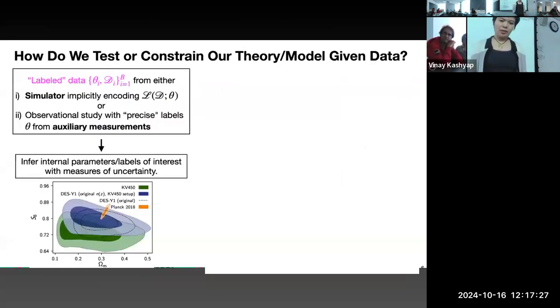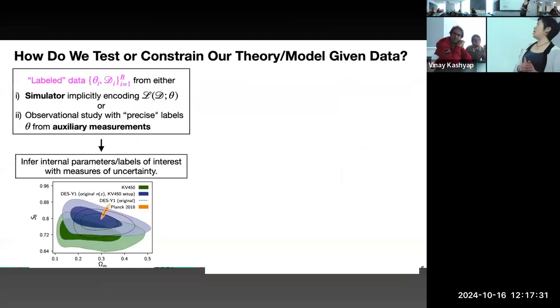And the question is, how do we test or constrain our theory given data? You can imagine we have two settings. One is that we have a simulator that implicitly encodes our data generating process or likelihood. In this case, I can generate a labeled set: for different parameter settings theta, I can use my model to generate observable data. So you get a labeled data set.